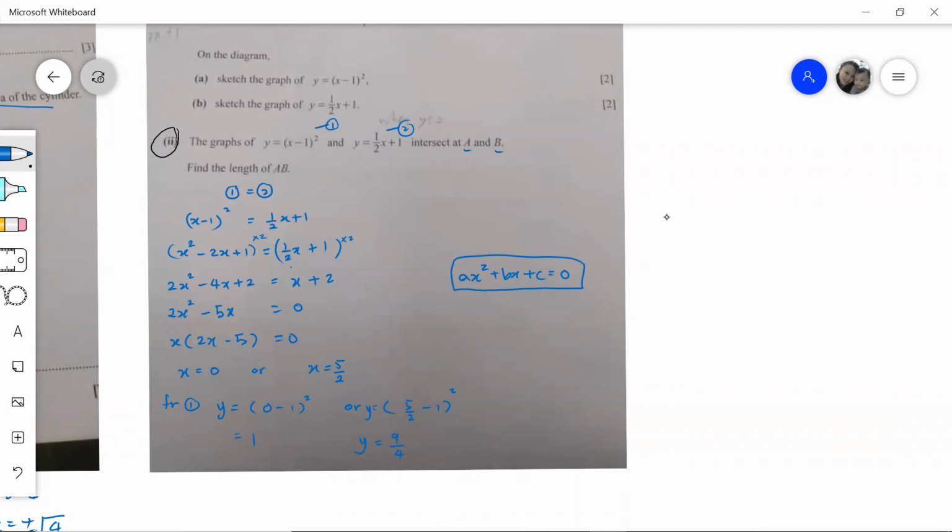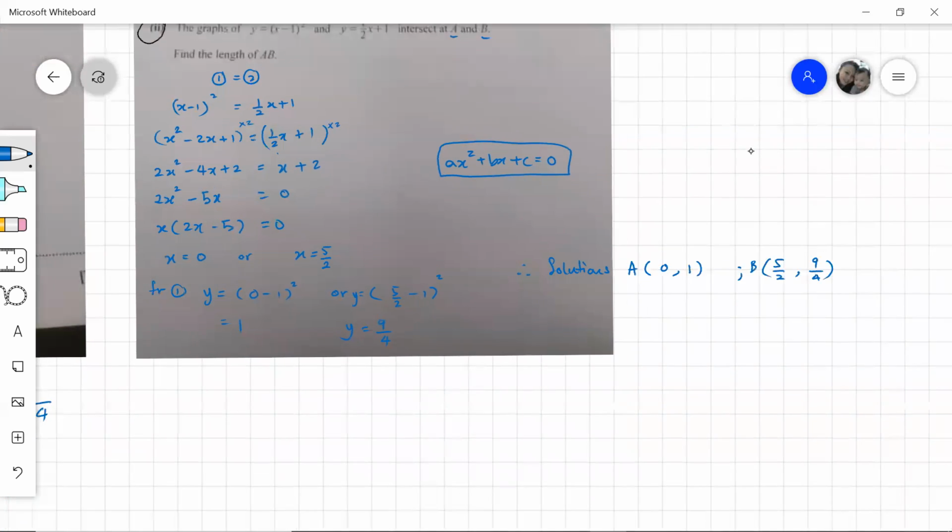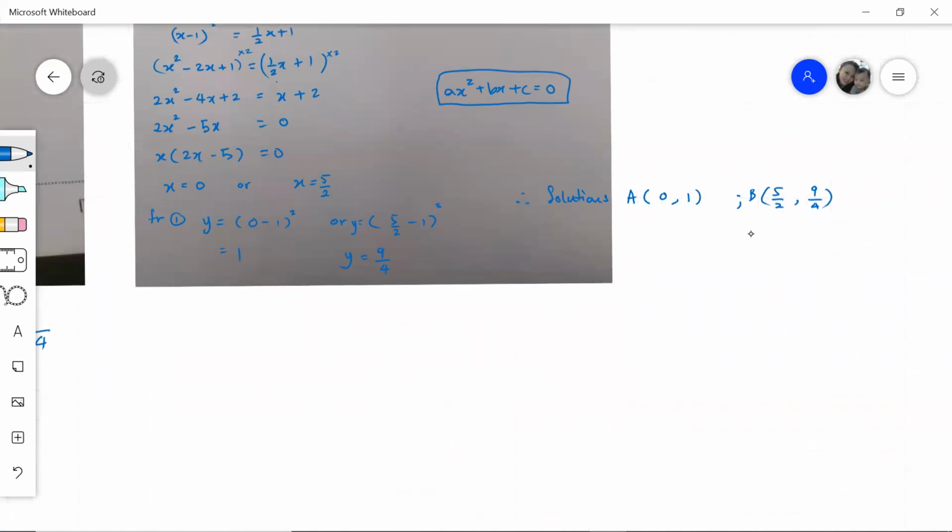Okay? All right. Therefore, the solution will be, the coordinates are 0 and 1. And another one is 5 over 2, 9 over 4. So let this be A and let this be B. This is my coordinates A and coordinates B. And next, our task is to find the length of AB.